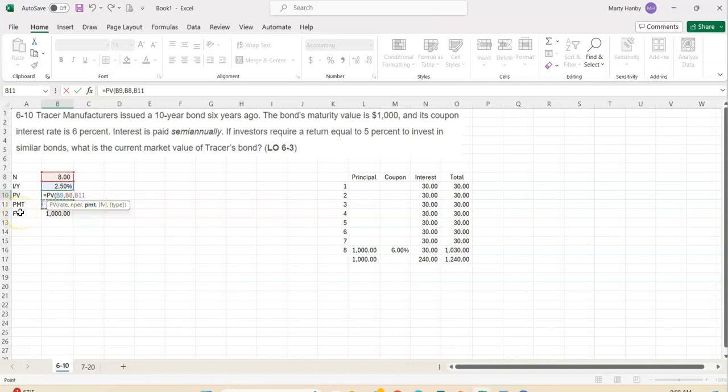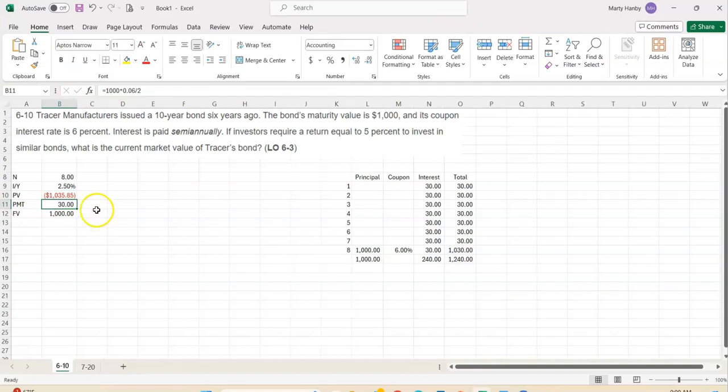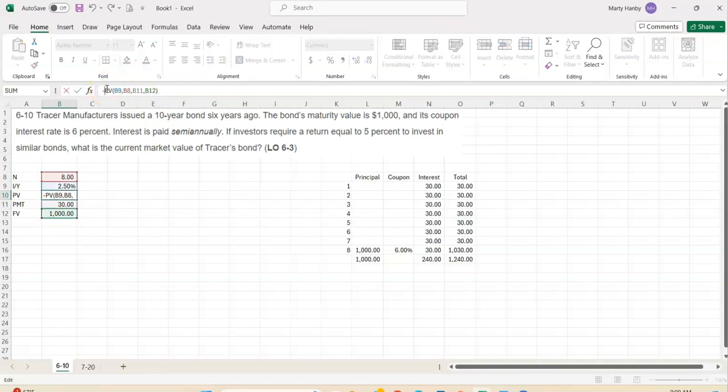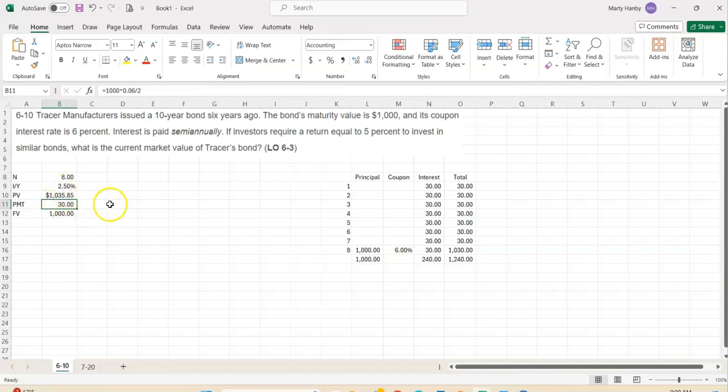The payment: hit the down arrow to get there, because it's kind of hidden. Then future value. We don't have to worry about type because payments are made at the end of the period, which is correct. And then PV is $1,035.85. It comes out as a negative. A lot of times I'll put a negative here so it comes out positive, and you would enter that on your exam as $1,035.85 with the commas and the decimal.